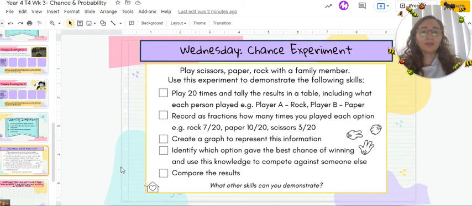So here we've got an investigation. You are going to play scissors, paper, rock with a family member. You're going to use this experiment.